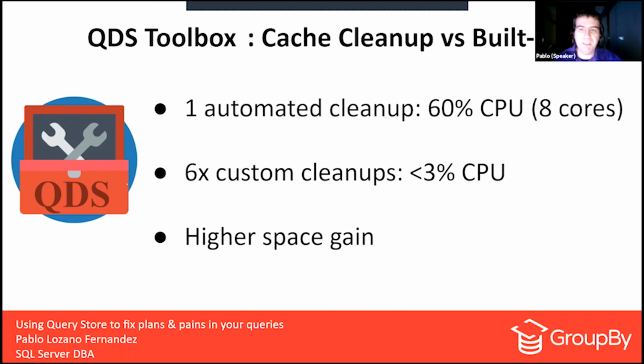And we had a higher space gain because of the orphan queries that were deleted and all that. On average, on all the servers we've been running this, we clean up to 20% of space compared to the 10% that the automatic cleanup gives us. And the automatic cleanup does not let us decide what information we wanted to keep and what information we wanted to get rid of.